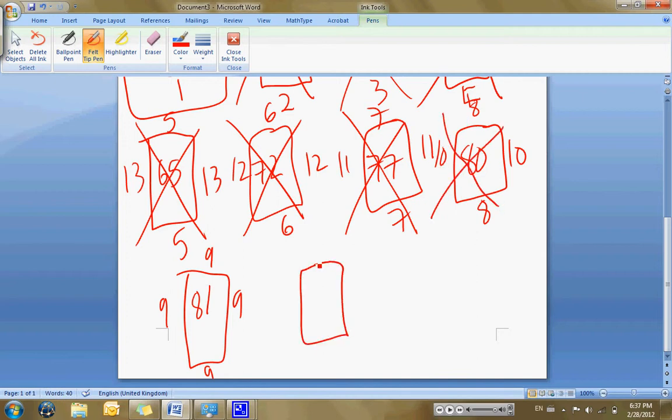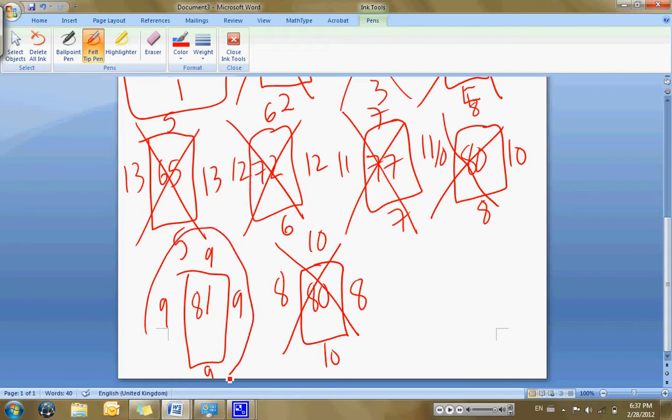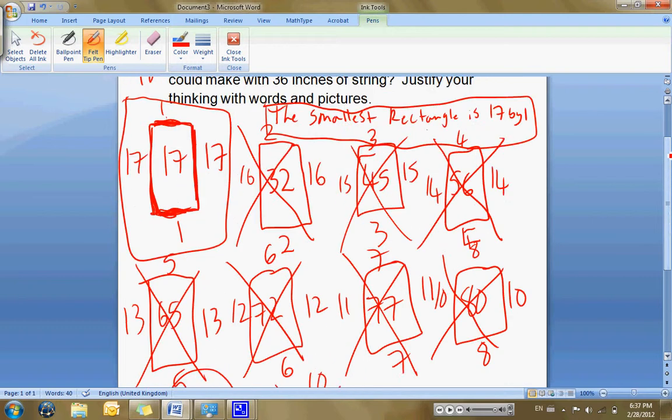You can go on. It would be 10 and 8. So 10 times 8 is 80. So this is not the biggest. So your answer would be this, 81. It would be 9 and 9.